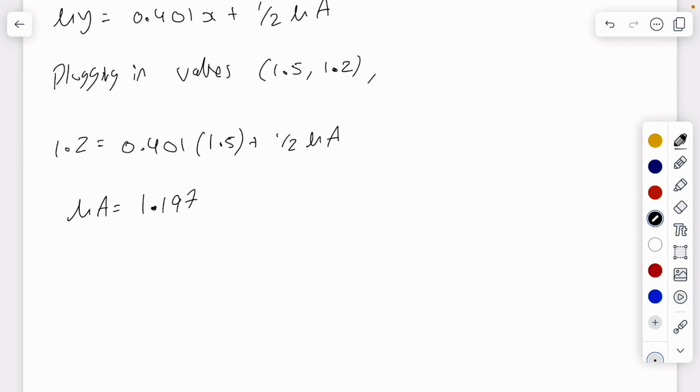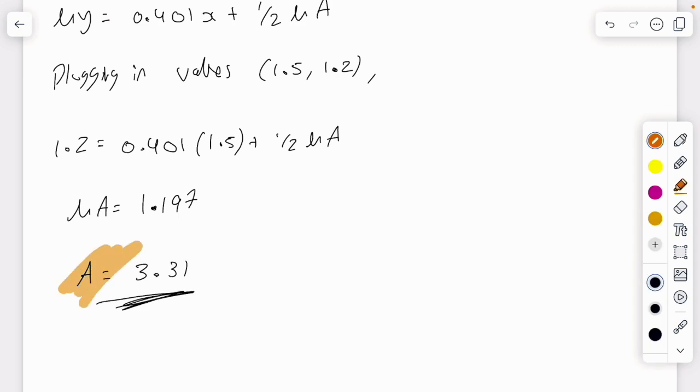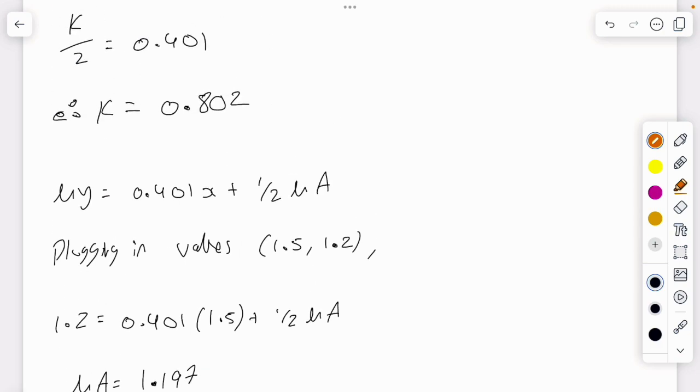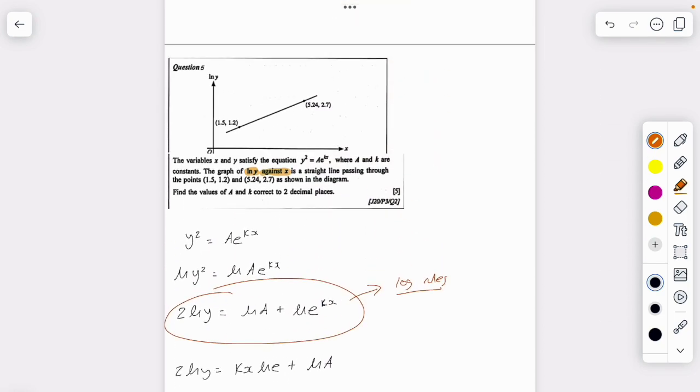So what's a going to equal then? Well, a can therefore equal 3.31. So we've got a, we've got k, so we have solved this question sufficiently.